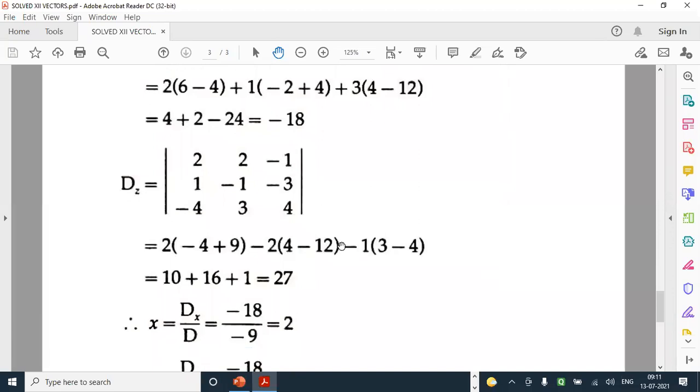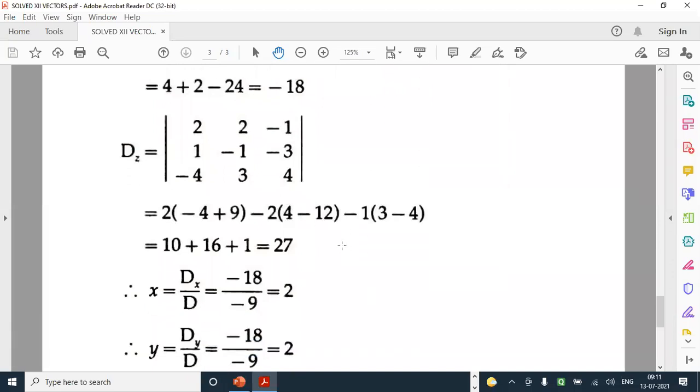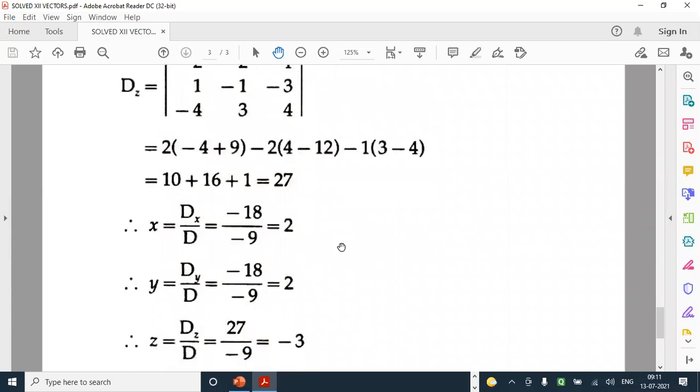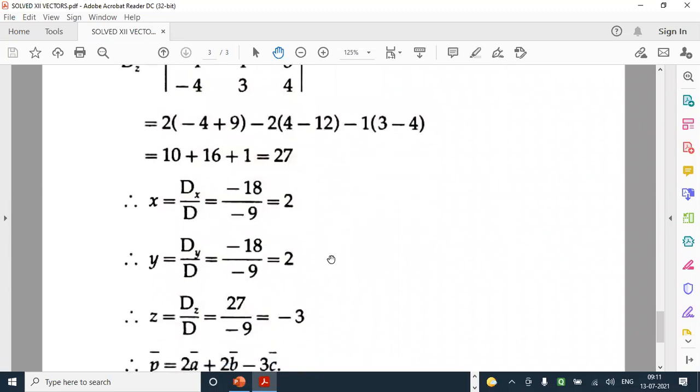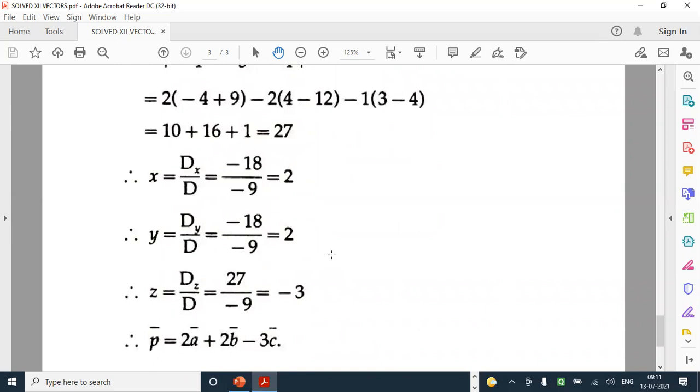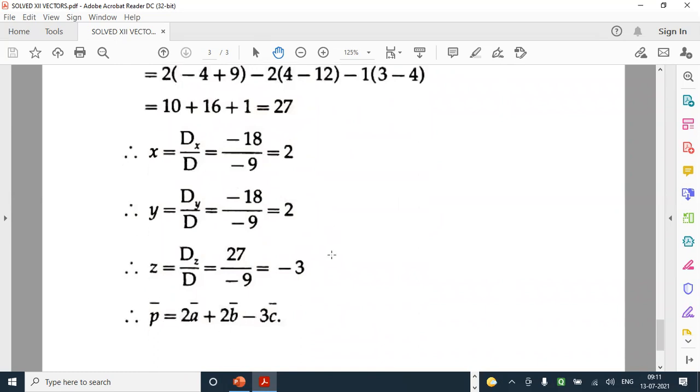So what is x? Dx by D, that is 2. What is y? Dy by D, that is 2. Z, Dz by D, that is minus 3. So what is p bar? 2a bar plus 2b bar minus 3c bar.